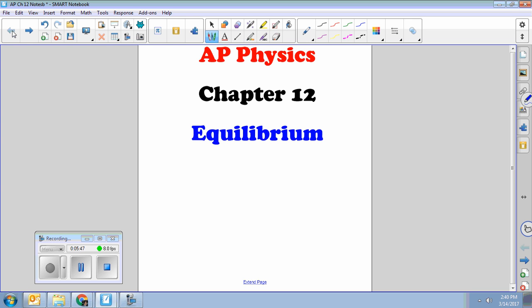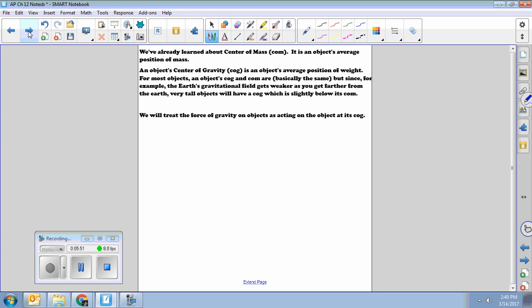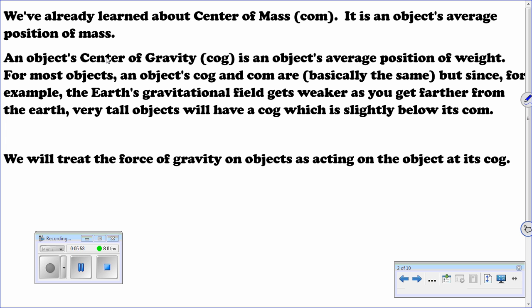Before we do that, we have to learn a couple of basic things. None of them, I don't think, mind-blowing. I don't know, was it chapter 9, maybe, we learned about center of mass, right? Okay.